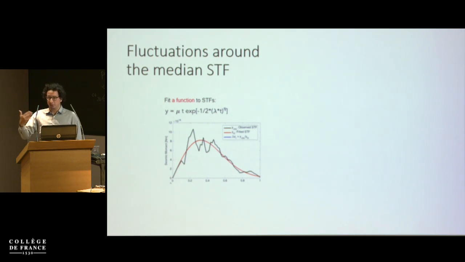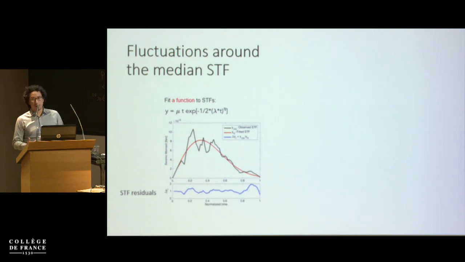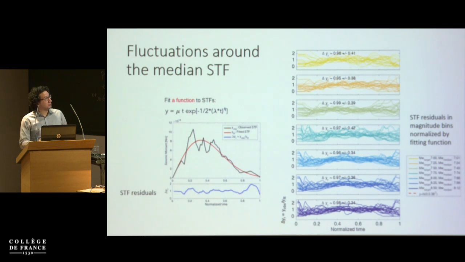What about the fluctuations of this moment rate with respect to the median? What we can do for each earthquake is fit some function to the moment rate and then compute the residual with respect to that fit. So that's the difference. Blue is the difference between the black and the red curve. And we can do this for the 100 earthquakes. We can separate them in bins. And we're plotting here on the right, for each magnitude bin, just the residuals. Their time scale is normalized.